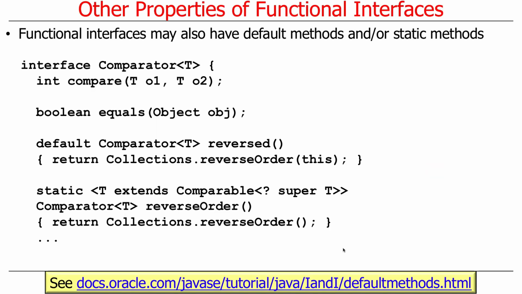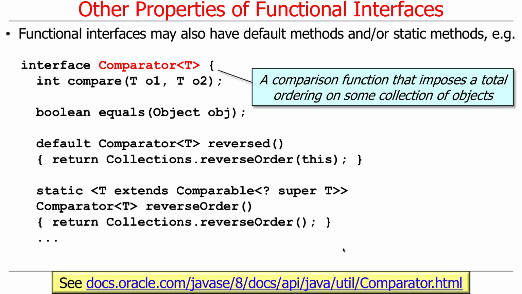There's a few other things about functional interfaces I want to talk about that are just interesting to know. We've shed a little light on this in our earlier discussions, but I want to codify it in one place. So the key thing to remember is functional interfaces may also have other kinds of methods in them, such as default methods and static methods. You can read more about that at this link.